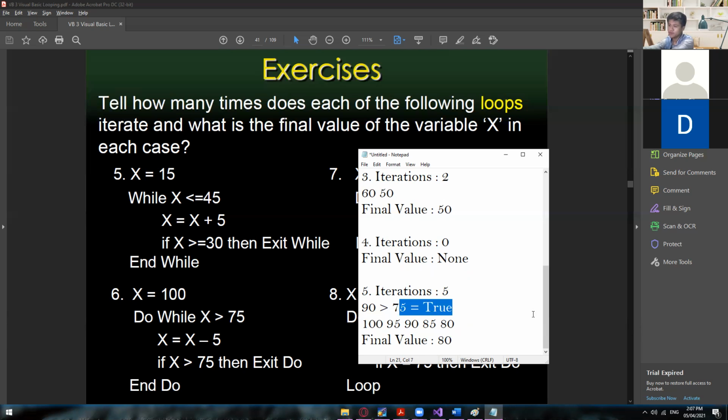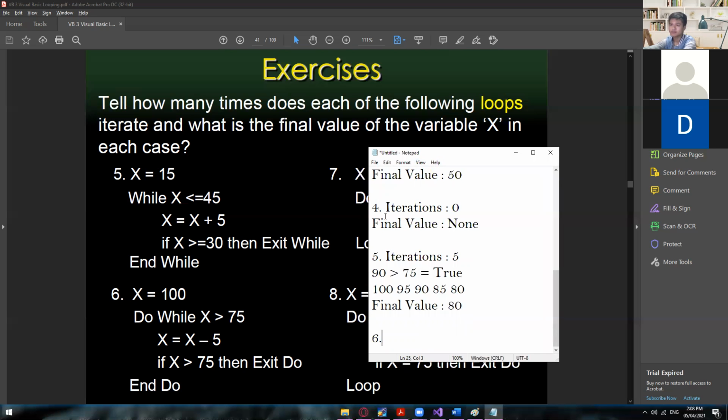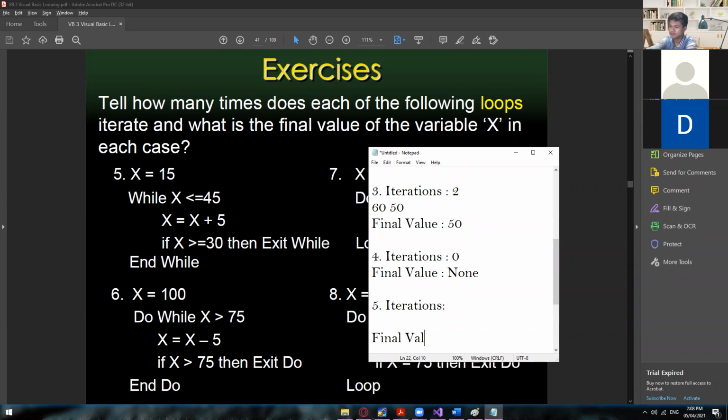So that's how you verify the final value and how many times it will iterate. And for the number 6, oops, what is the one that we are trying to answer? Sorry, the one that we had answered is number 5. Okay, so let's answer number 6. How many times will this iterate? What is the final value?